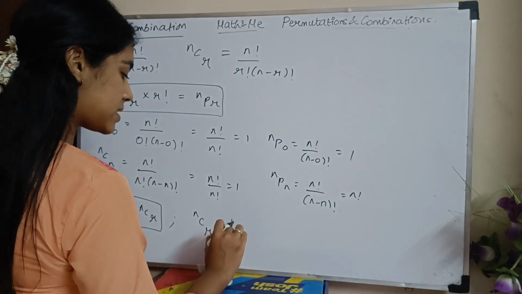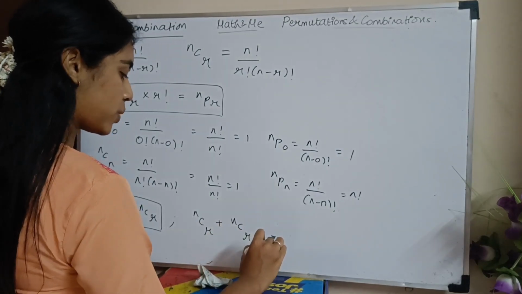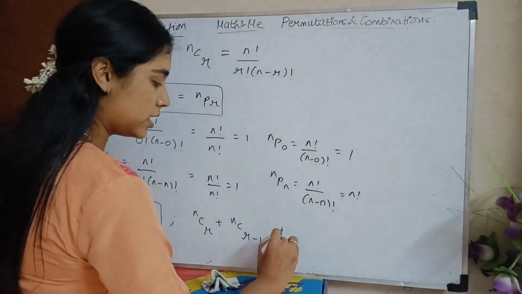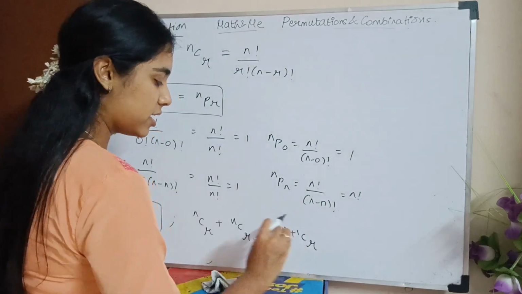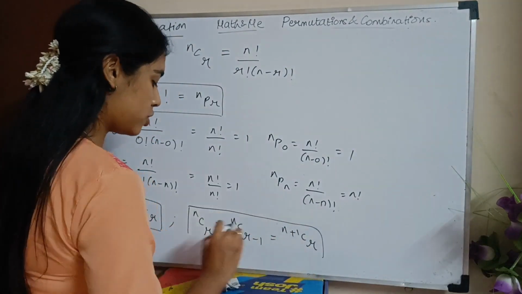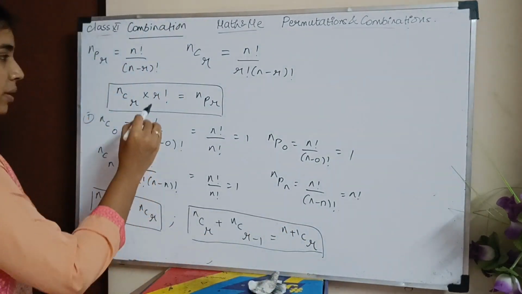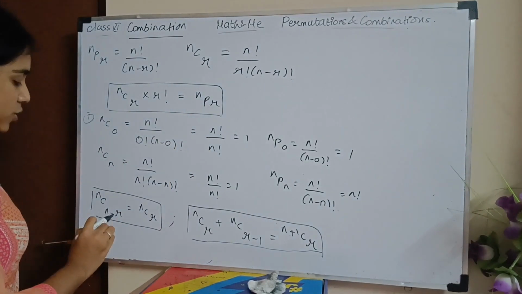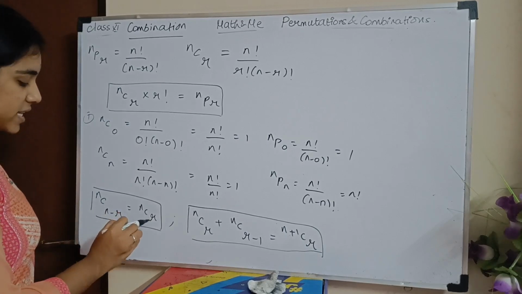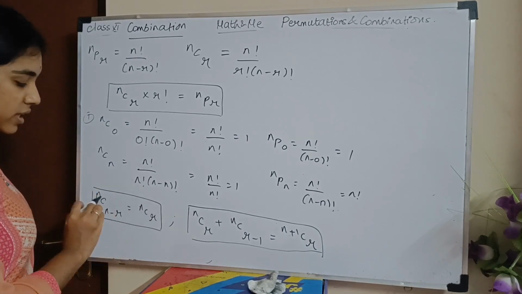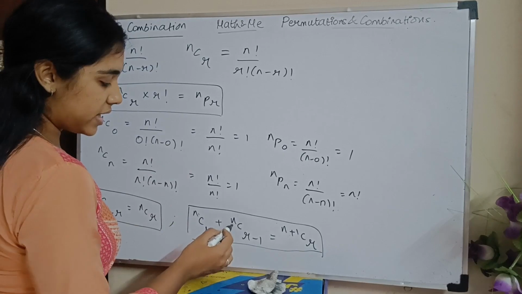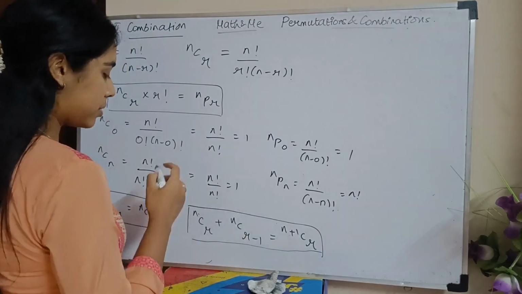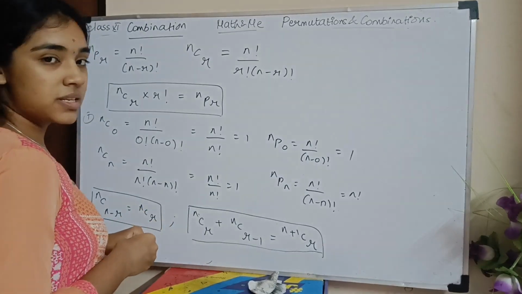nCr plus nC(r minus 1), that is, the combination of r and r minus 1 together will be (n plus 1)Cr. You also have the proof for this in your textbook. I'm not going to prove this. Okay, remember these two relations, especially these two. They can even come in the exam. So nC(n minus r) is nCr: if n minus r comes, they are equal. For nCr and nC(r minus 1), if r minus 1 comes below, above it will become n plus 1. Okay, so remember all these relations. These are your theorems 5 and 6.